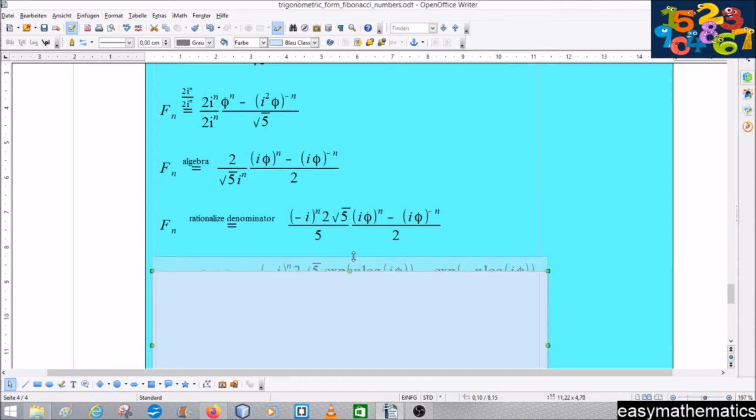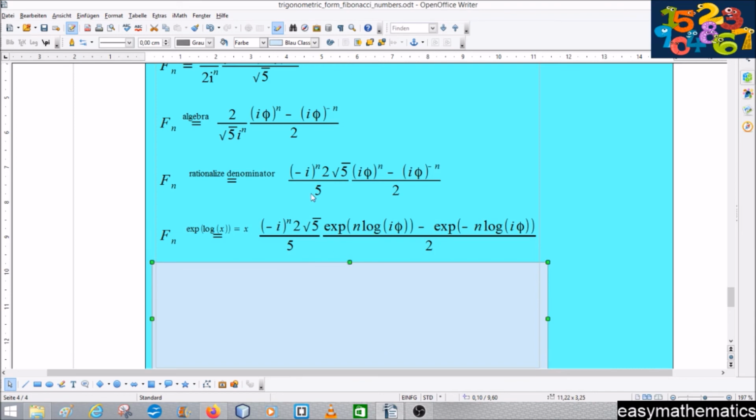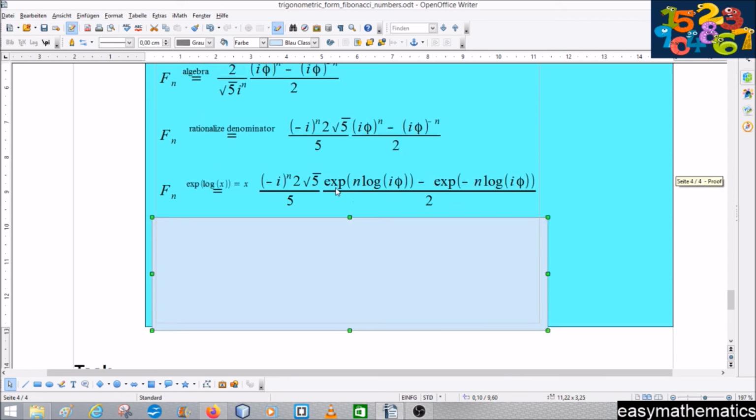Now we can rationalize the denominator. Of course, we extend by square root 5 the numerator and denominator, and also we multiply numerator and denominator with i to the negative n, to get rid of the imaginary unit and the square root in the denominator. Then we get this expression. The next step is to write these powers in terms of exponentials. We make use of the fact that the exponential of the logarithm of x is x, and then the power rule for logarithms, so these exponents come in front of the logarithms. Now we have the form e to the power minus e to the negative power over 2, and this is exactly the definition of the hyperbolic sine.